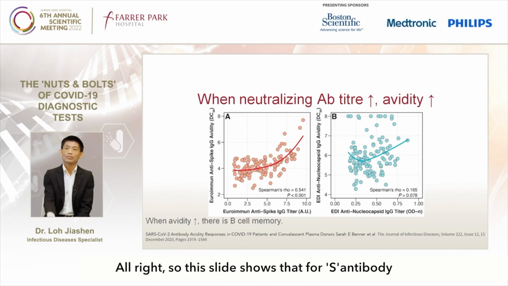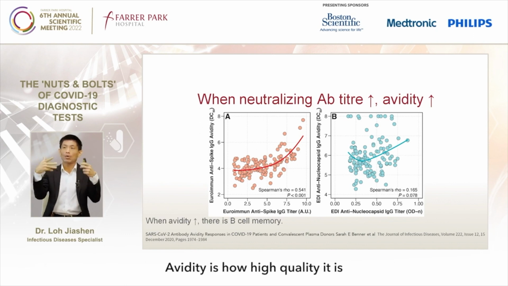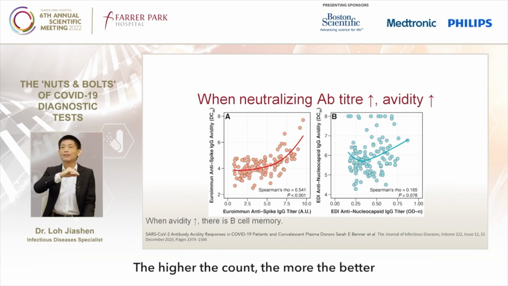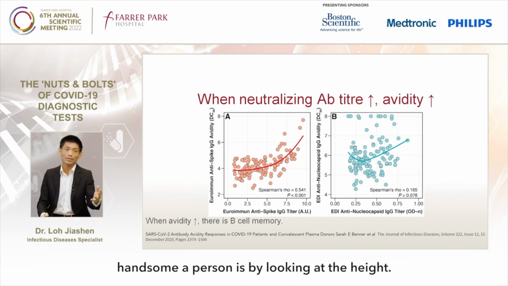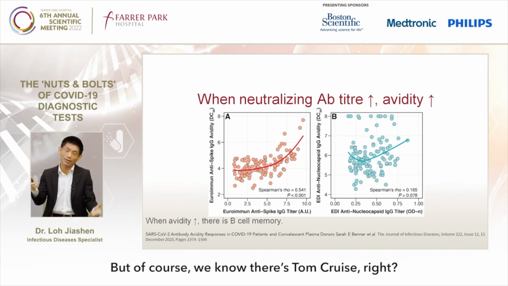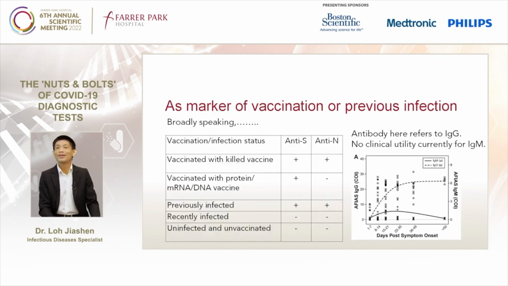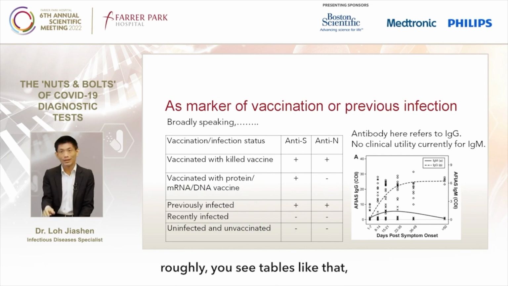All right. So this slide shows that for S antibody, the higher the antibody count, the higher the avidity. Avidity is how high quality it is. So there seems to be a correlate for S antibody. The higher the count, the better the quality. So it's like trying to see how handsome a person is by looking at the height. But of course, we know there's Tom Cruise, right? Short but handsome.